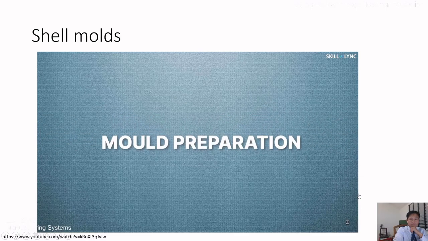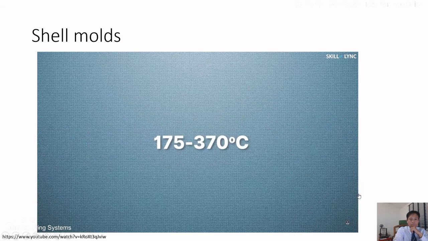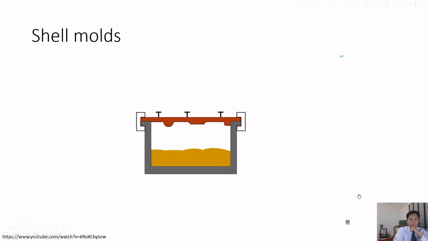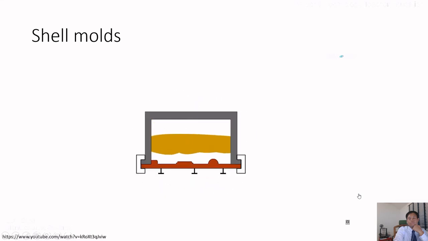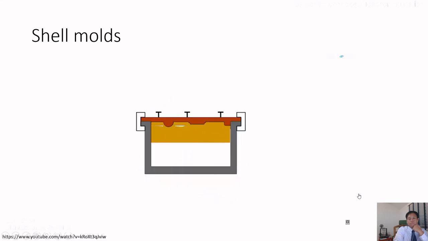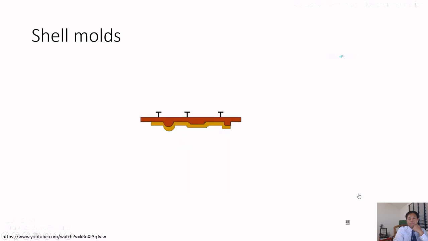After the pattern is made, the mold is prepared. This is done by heating each half of the pattern to 175 to 370 degrees Celsius. This heated pattern is clamped to a dump box. This dump box contains a mixture of sand and resin binder. The dump box is inverted and the sand resin mixture is allowed to coat the pattern. Thanks to the high temperature of the pattern, the sand resin mixture hardens and forms the shell structured mold around the pattern. The pattern is then removed from the mold, and to facilitate this removal, a lubricant is coated over the pattern at the start of the process.